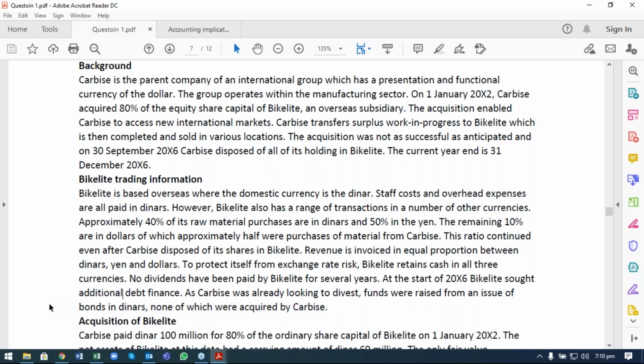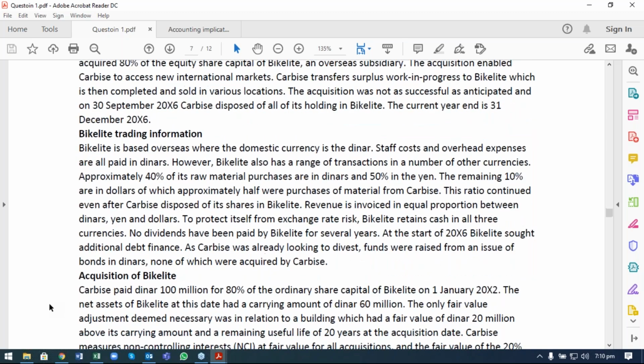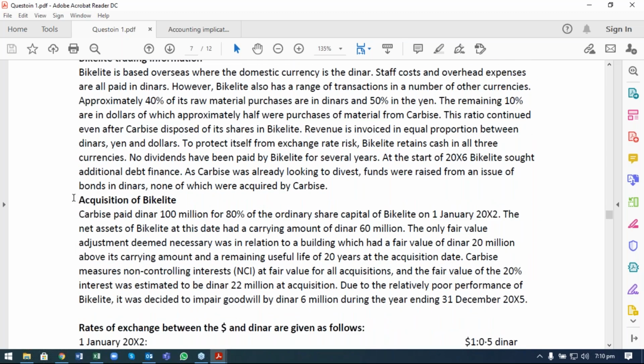The next scenario is about how Backlight was acquired. Carbise paid dinar 100 million for 80% of the ordinary share capital of Backlight on 1st January 2002. The net assets of Backlight at this date had a carrying amount of dinar 60 million. The fair value adjustment deemed necessary was in relation to the building, which had a fair value of 20 million dinars above its carrying amount and a remaining useful life of 20 years at the acquisition date. So there is one fair value adjustment with respect to a building, of 20 million dinars, and the remaining useful life of that building was 20 years.